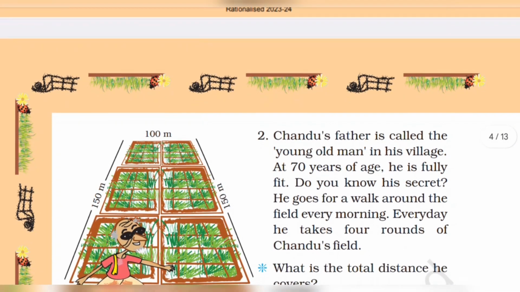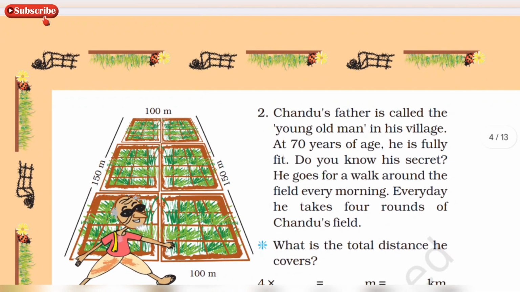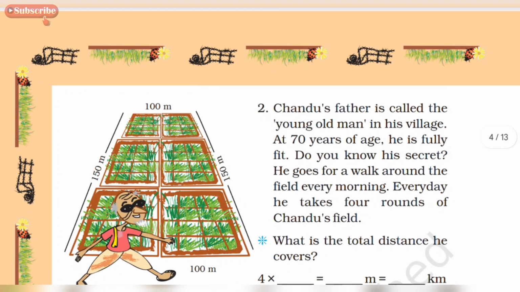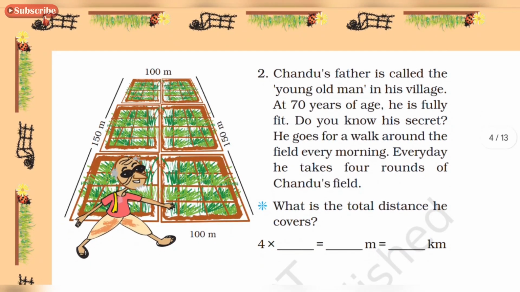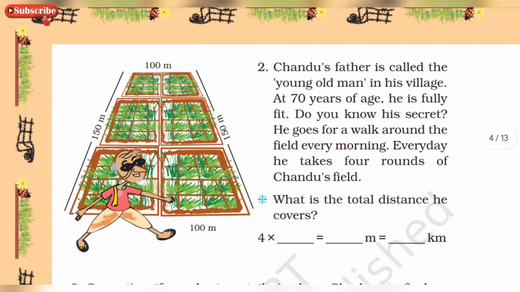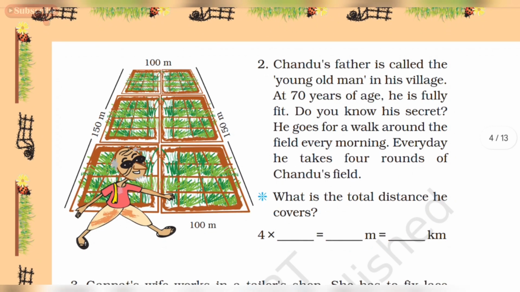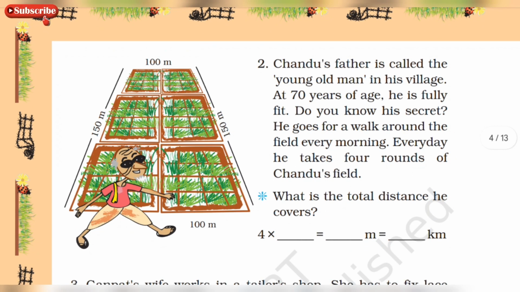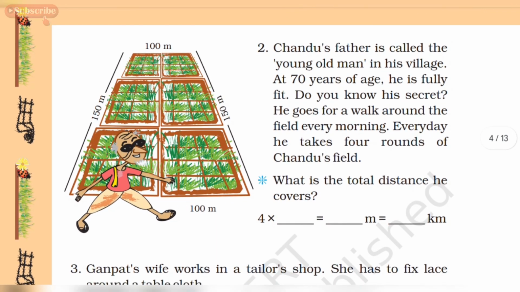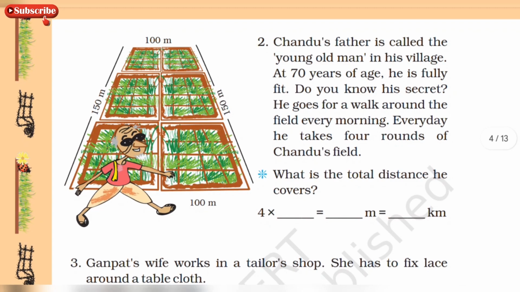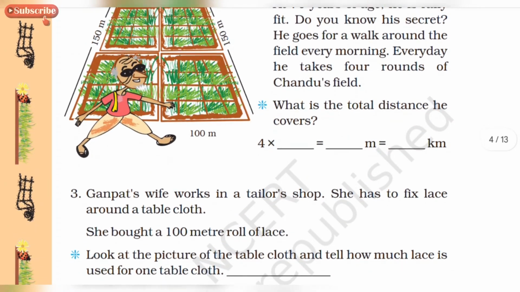Chandu's father is called the young old man of his village at 70 years of age. He is fully fit. Do you know his secret? He goes for a walk around the field every morning, every day. He takes four rounds of Chandu's field. What is the total distance he covers?